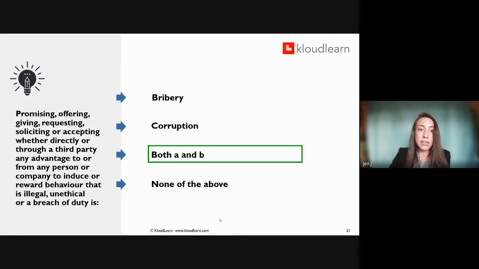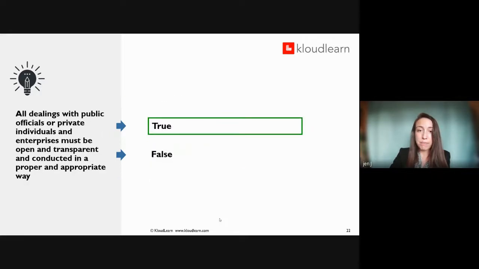Promising, offering, giving, requesting, soliciting, or accepting, whether directly or through a third party, any advantage to or from any person or company to induce or reward behavior that is illegal, unethical, or breach of duty is bribery, corruption, bribery and corruption, or none of the above? It's bribery and corruption. All dealings with public officials or private individuals and enterprises must be open and transparent and conducted in a proper and appropriate way. True or false? True.